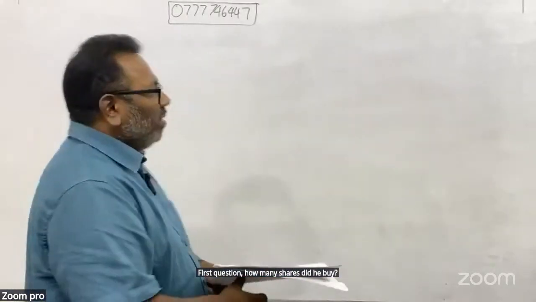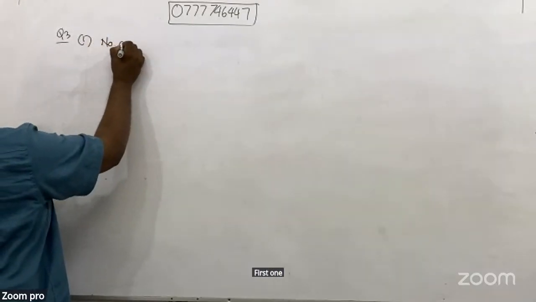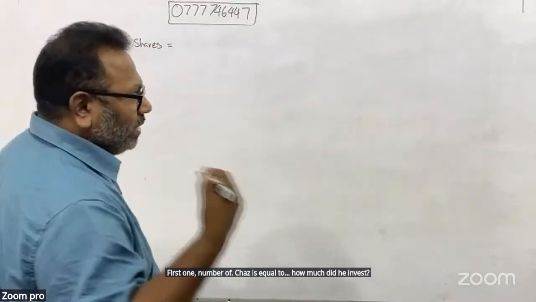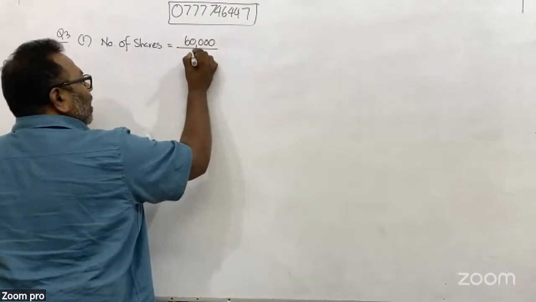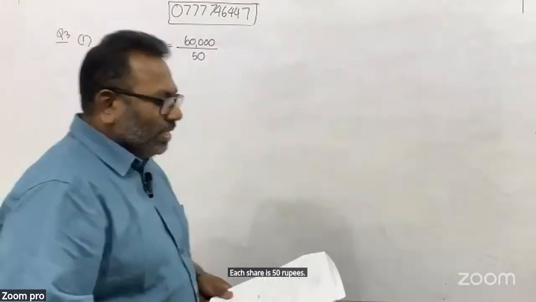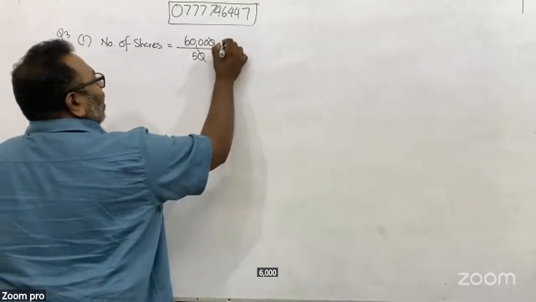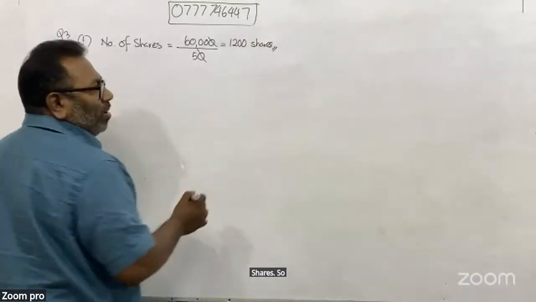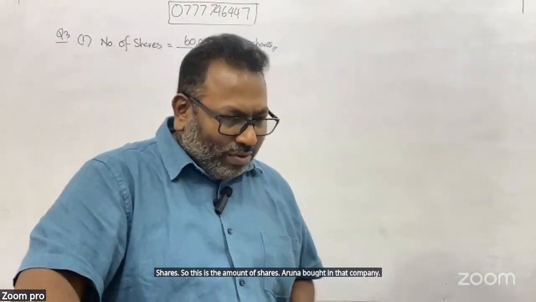First question, how many shares did he buy? So easy. Question number 3, first one: number of shares is equal to how much did he invest? He gave 60,000 rupees. Each share is 50 rupees. So 60,000 divided by 50, 6,000 divided by 5, you're getting 1,200 shares. So this is the number of shares Aruna bought in that company. That is your first.